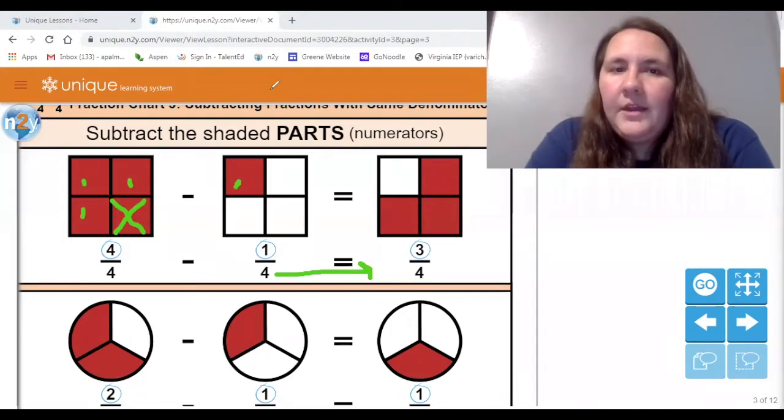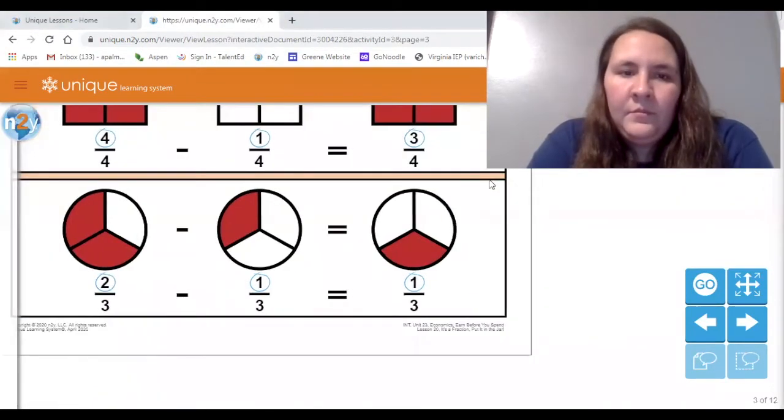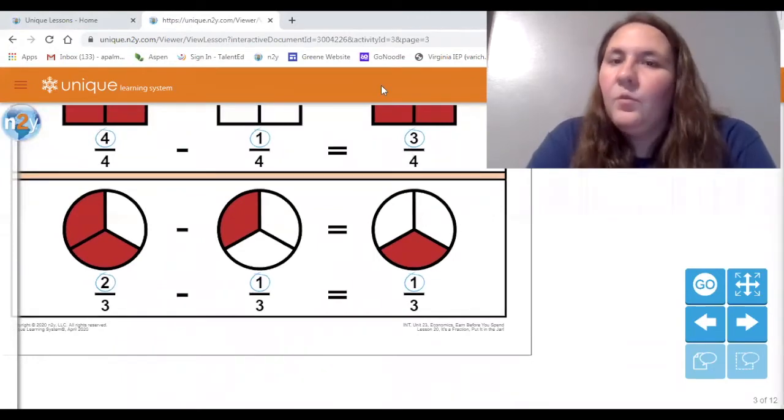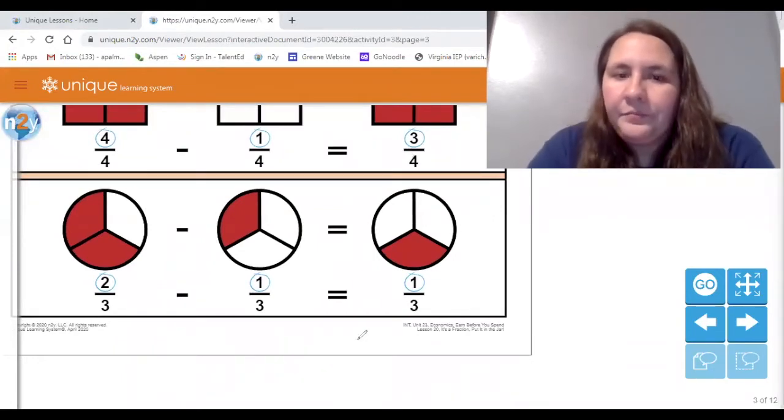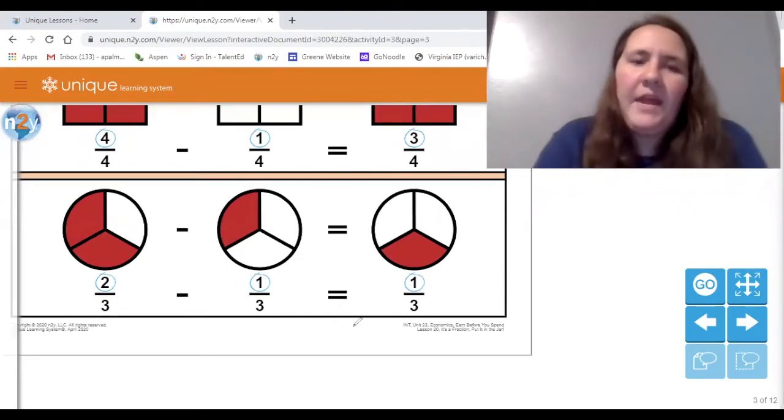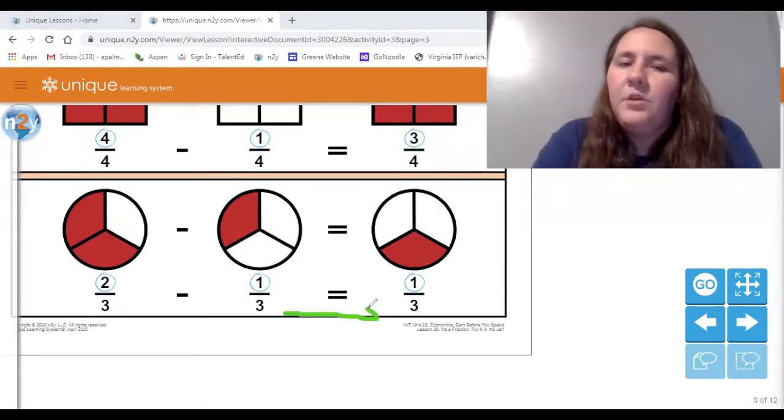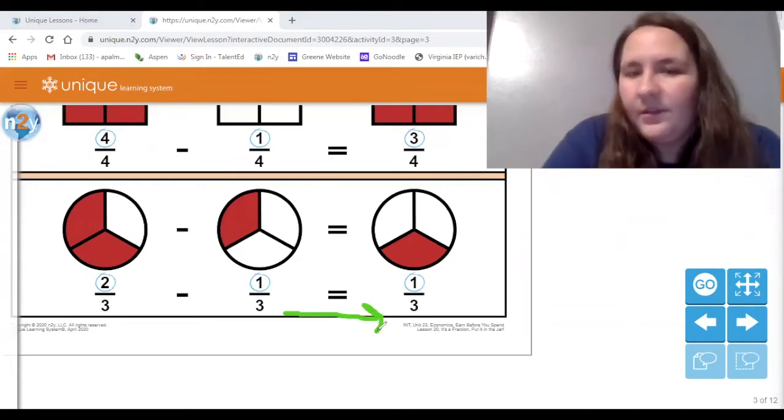Let's look at another one. So here's my example. Now remember, what do we do with our denominator? Yeah, he just comes over, right? I'm not going to change him at all. He just comes on over because my whole pizza is still the same. It's still 3 pieces in my whole.